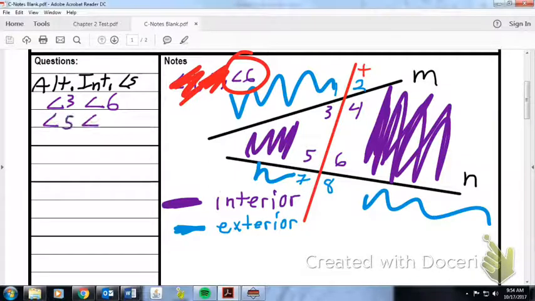So you guys should have seen that the other alternate interior angle pair were angle 5 and angle 4. Again, non-adjacent, that means they're not right next to each other. Interior angles on opposite sides of the transversal.